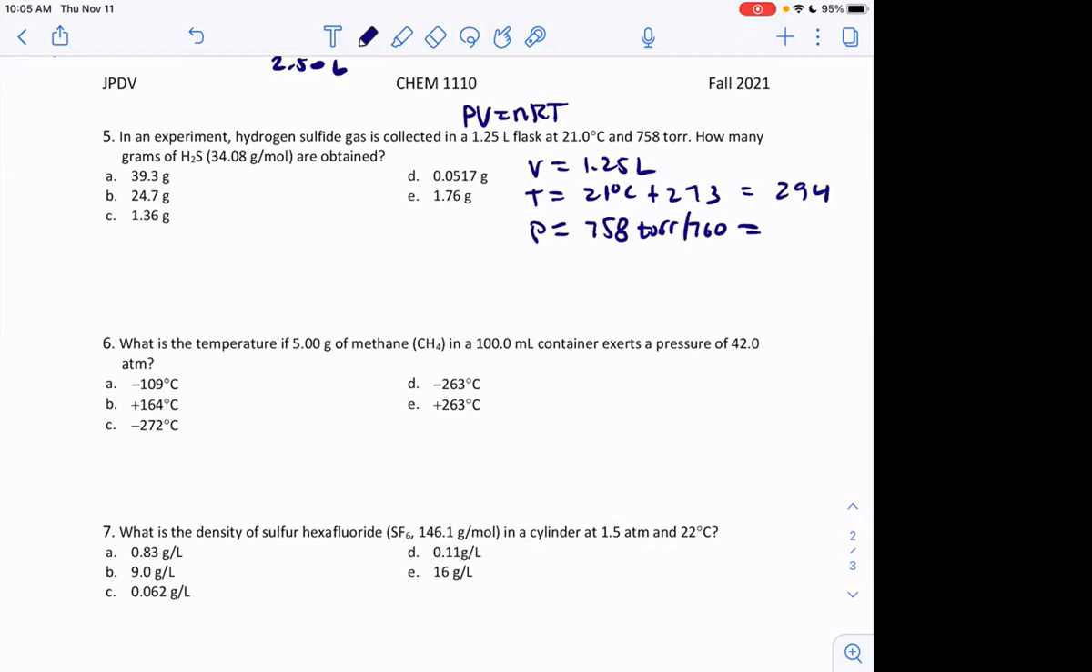0.997 atmospheres. Sorry, I squished that atmosphere in there. 0.997 atmospheres. Then this is pretty straightforward. Just solve for n. It's the last step that a lot of students just can't seem to finish the problem. So we're going to have n is equal to PV over RT. Once we arrange that, don't make that silly mistake.